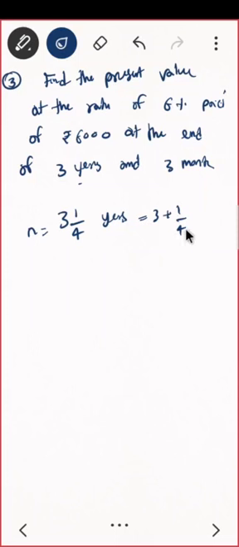Yes, so let us keep it as it is. 3 and 1/4, that is 3 plus 1/4. So what is given to you? You want to find present value here also, no? So again, future value is equal to present value into 1 plus I raised to n.